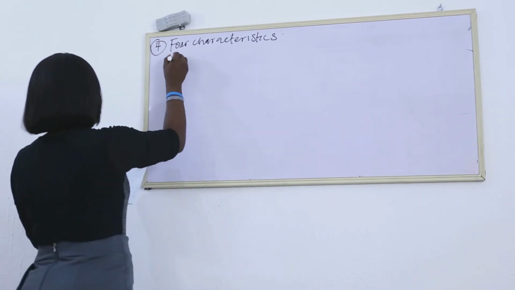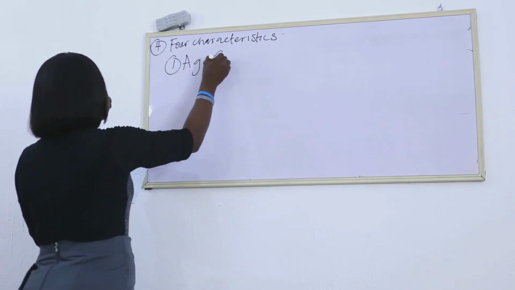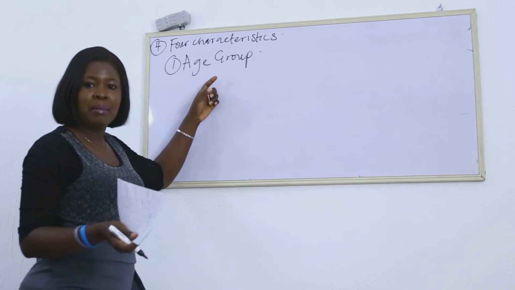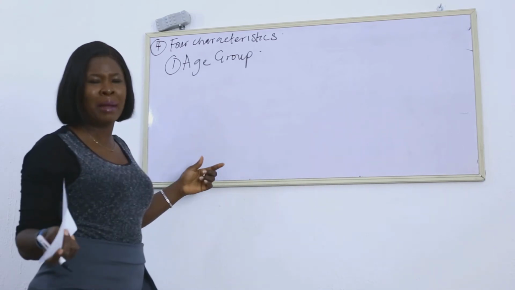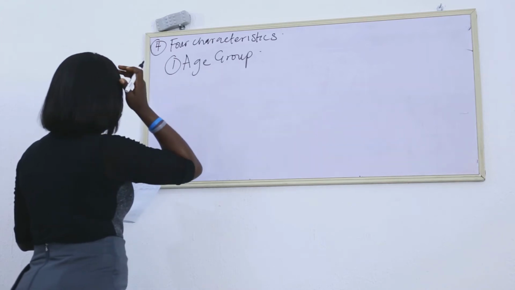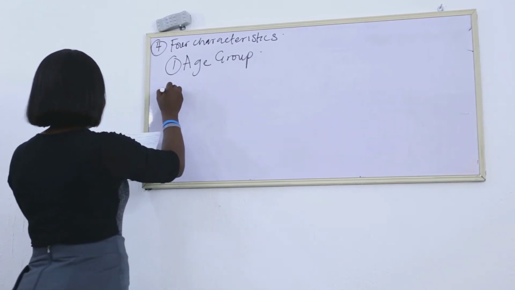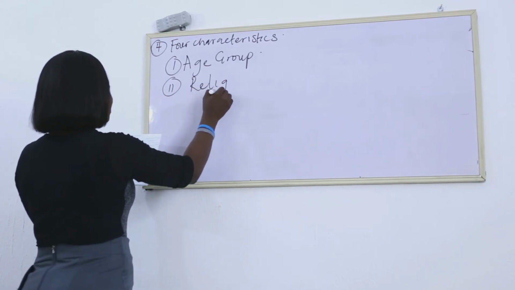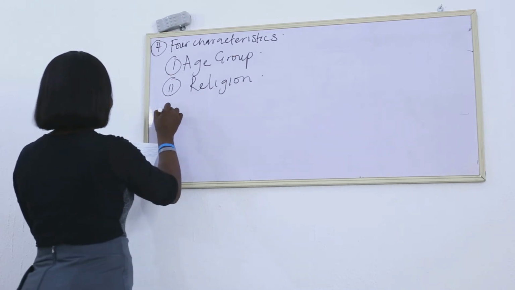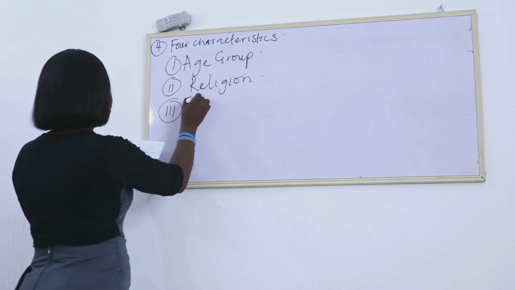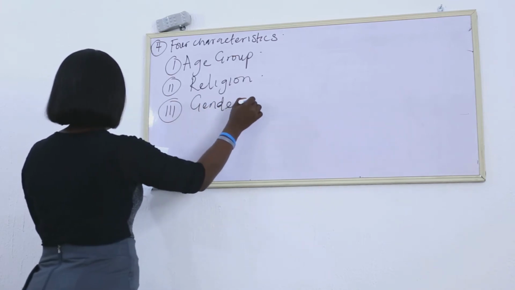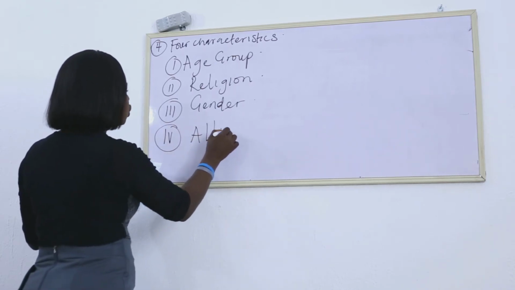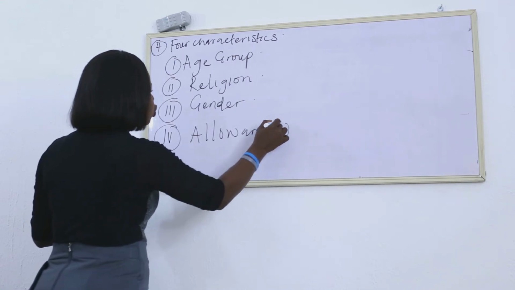The first thing we are trying to represent, as we all know, is the age group. Depending on the question, it might not be age group, it might be religion, it might be tradition, it could be tribe, it could be anything. But for this example, age group is one of the characteristics. The second characteristic we are trying to represent here is religion. The third is gender. Then the fourth is the allowances of these students, the allowances that they are entitled to on a monthly basis.